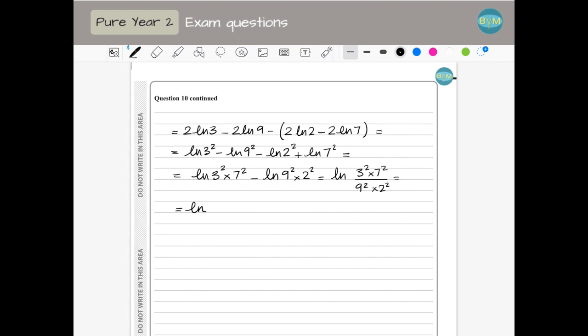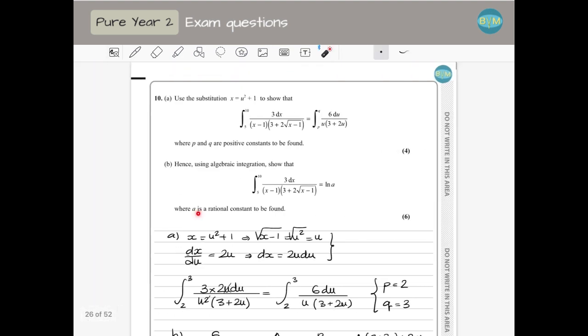And now we are going to find our fraction. This is 9, so I can cancel this with one of these 9s, and in the numerator I have 49, and in the denominator I have 9 times 4. And this is my a. So a is 49 over 36. They say it is a rational constant, so that's perfect. And that's it.